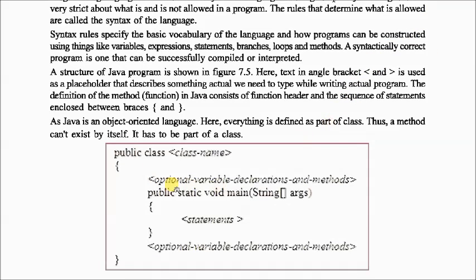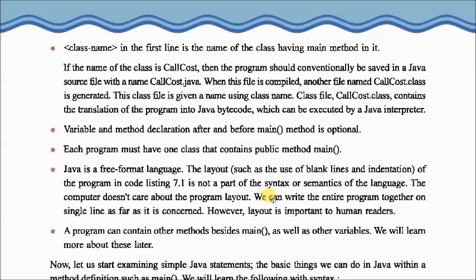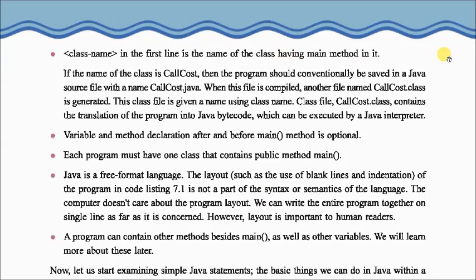Okay, here you can see public class. Here you have to write the class name, meaning whatever is written in angle brackets has to be written by the user or programmer. Here is optional variable declaration and methods, public static void main. Class name, in the first line, is the name of the class having the main method in it. If the name of the class is call cost, then the program should conventionally be saved in a Java source file with the name call cost.java. Whatever main method name will be there, the same name you have to apply when you save the file name.